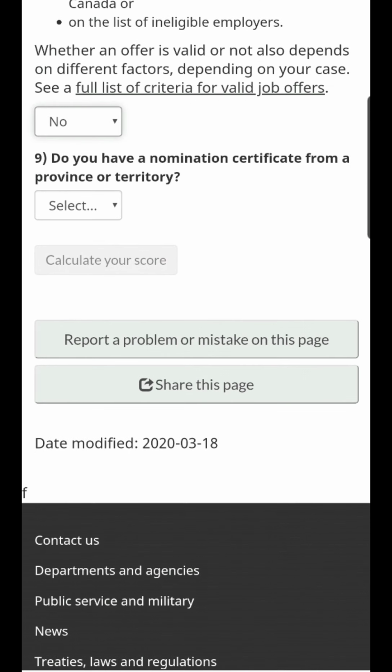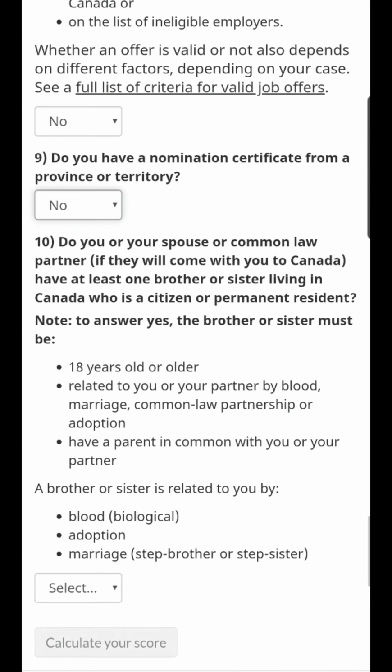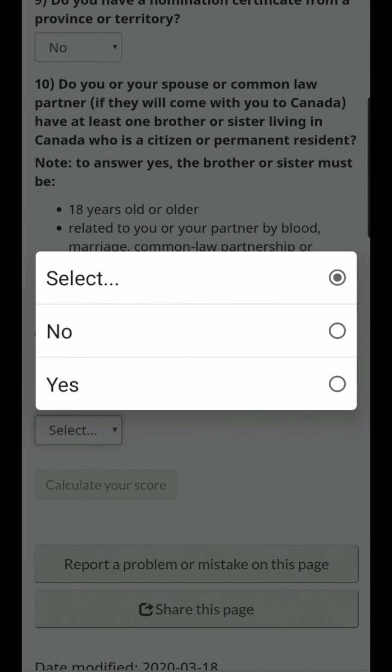9th question. Do you have a nomination certificate from a province or territory? That is, if you have any nomination, that is an invitation from any other province, you can select yes. Otherwise, you can select no. Next question. Do you or your spouse or common law partner have at least one brother or sister living in Canada who is a citizen or permanent resident? If you or your spouse have any siblings in Canada, you can give yes. Otherwise, it is no.